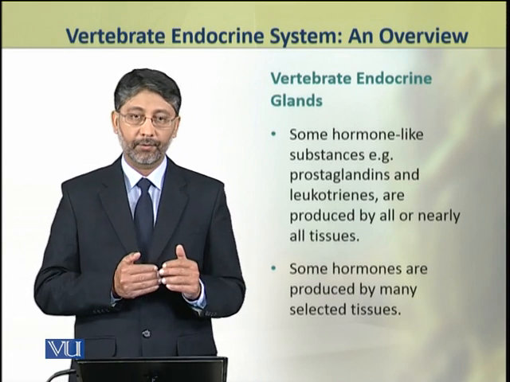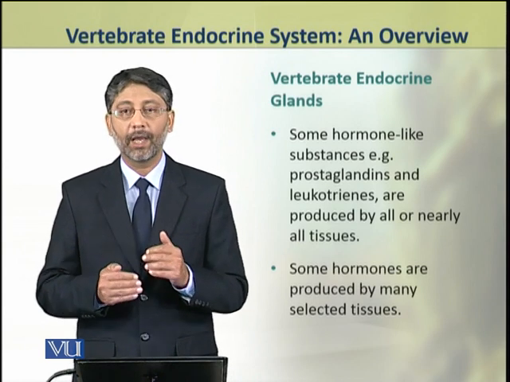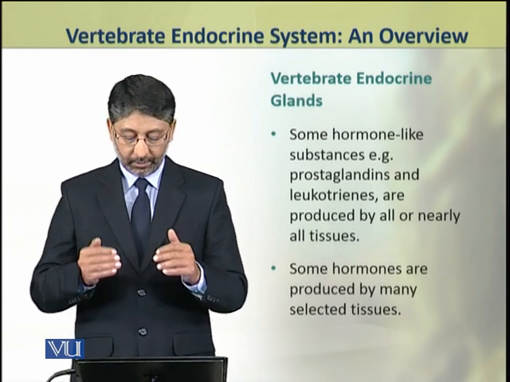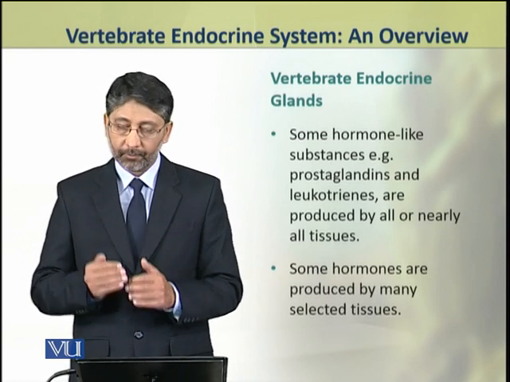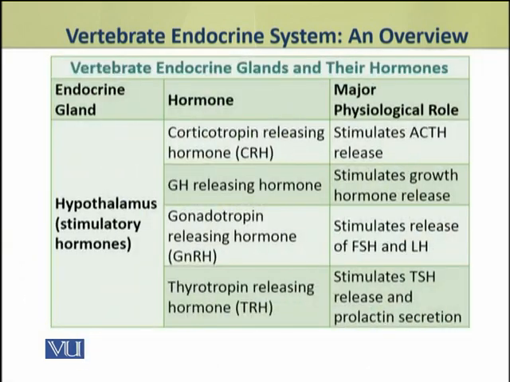And some hormones are produced by more than one specific tissue of the body. We shall take an overview of the vertebrate endocrine glands and the hormones which they produce. First, the most important neuroendocrine gland is the hypothalamus. The hypothalamus produces 7 hormones which affect the anterior pituitary gland.